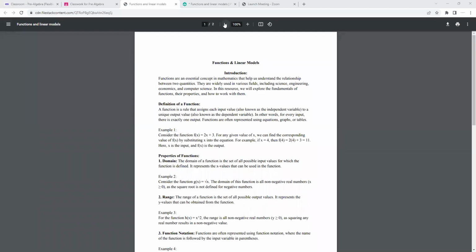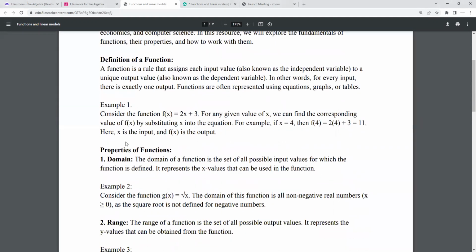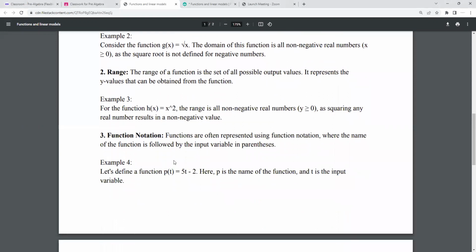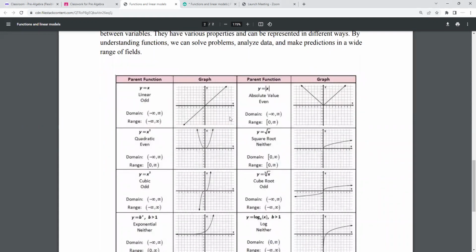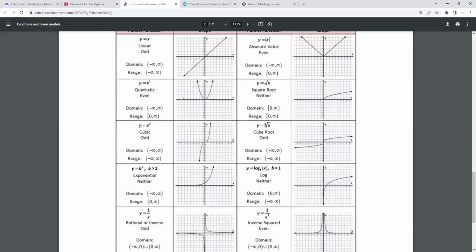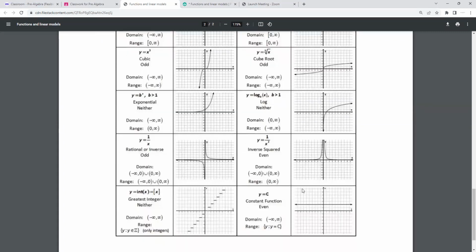Okay, so we are on the functions and linear models unit. There are different types of functions. Functions consist of having a domain, a range, and you can write things in function notation. But more importantly, for this unit, we want to know a little bit about the different functions. So mainly we're dealing with linear functions. In the future, you may see quadratic functions, cubic, exponential, and these other types of functions.